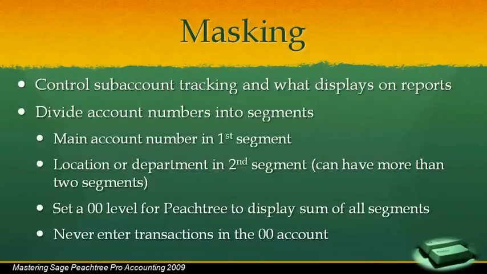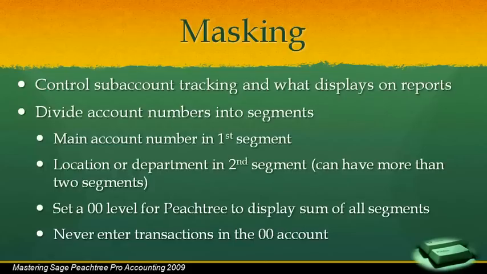Another thing that you might want to do is have the same type of account, for example, the same type of computer training, which would be 40,100, but you also want to track training for different locations or training for different departments. That's when you need to use something called masking. Masking simply controls sub-accounts that track what displays on reports. So all you need to do is divide your account numbers into segments.